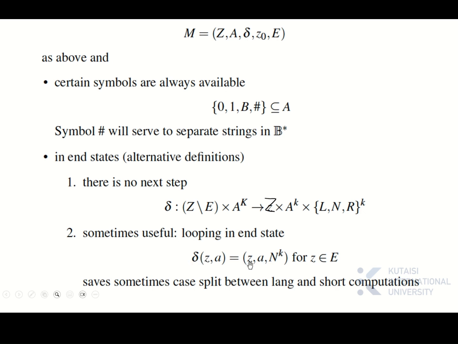It stays in the same state, writes the same symbol, and it's neutral always. So it just keeps on looping at the same point. When it goes to a final state, it erases the symbol, writes the same thing, erases it, writes the same thing, so it infinitely continues the computation in one place. I can also say that.